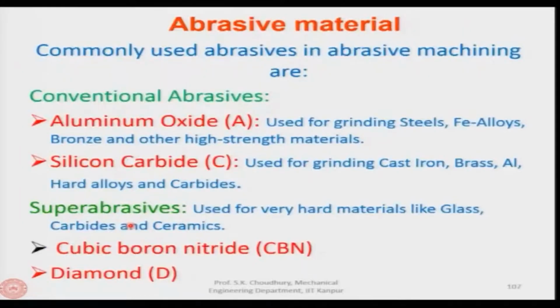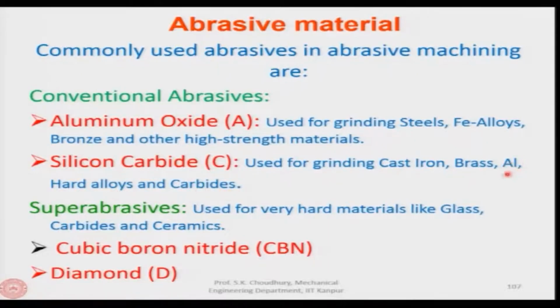Let us see, for example, the type of abrasive material. It can be either aluminum oxide, designated by A, or silicon carbide, C, or the cubic super abrasives. There are cubic boron nitride, diamond, etc. Aluminum oxide is used for grinding steel, ferrous alloys, bronze and other high strength materials, whereas silicon carbide, which is more expensive, is used for grinding brittle materials, cast iron, brass, aluminum and hard alloys and the carbides.